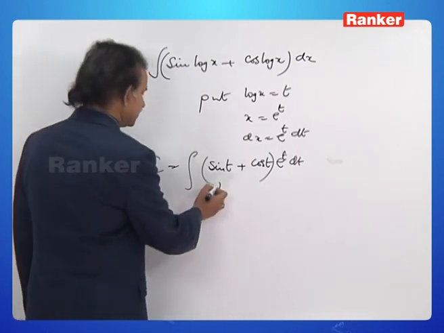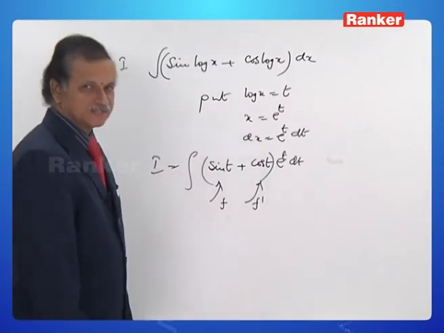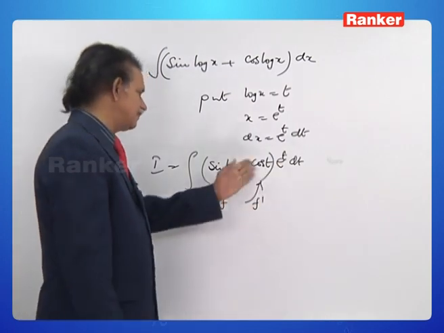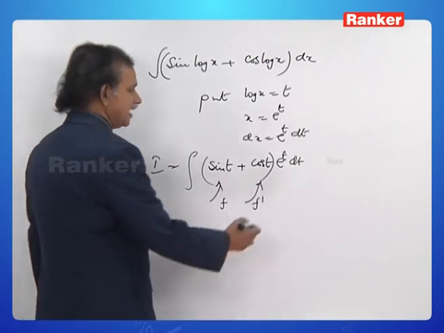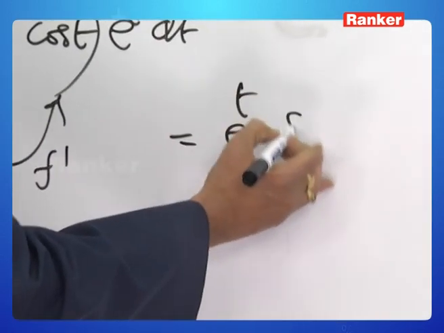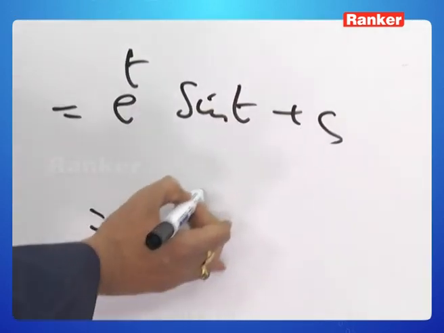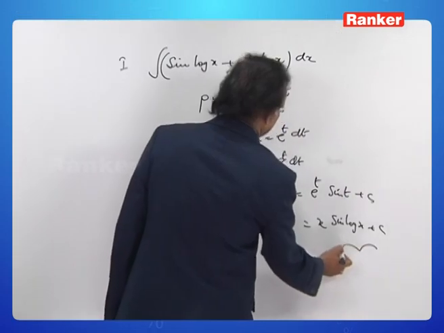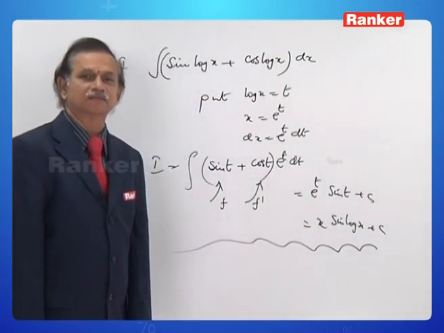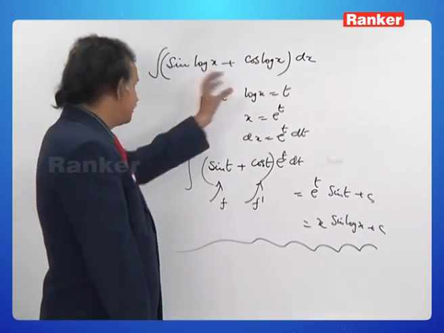If you consider this as a function f, automatically this is nothing but f dash, isn't it? e power x into f of x plus f dash x is nothing but e power x into f of x. According to that, this answer is e power t into sin t plus c. What is e power t? It is nothing but x into sin log x plus c.